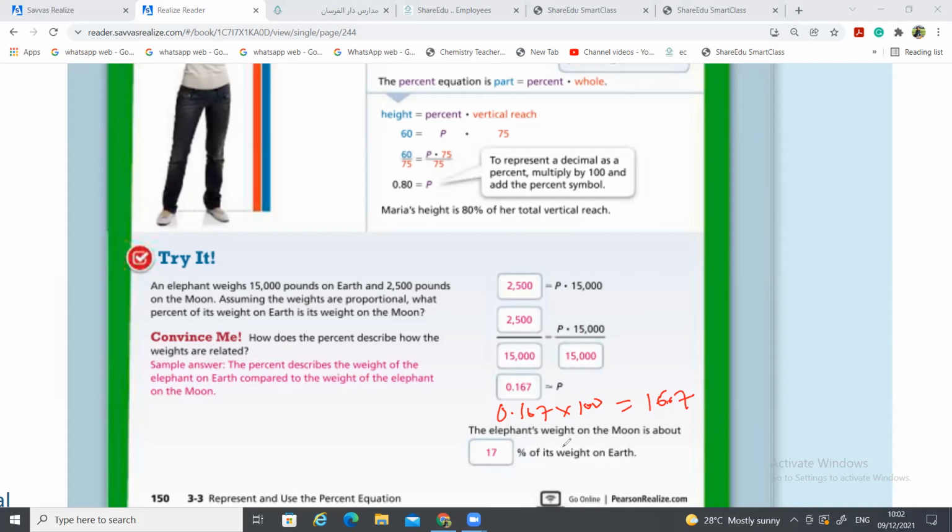Lean, are you getting it? Ghalia? Malak, are you getting it? Just write this, that you multiply with 100. How will you know that? How did we get 17?